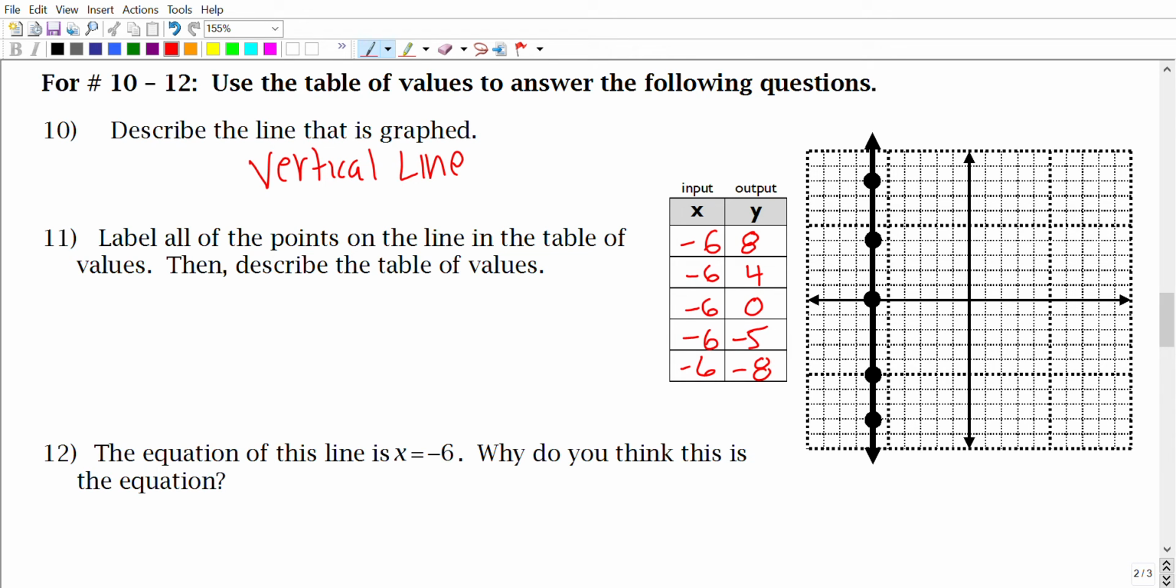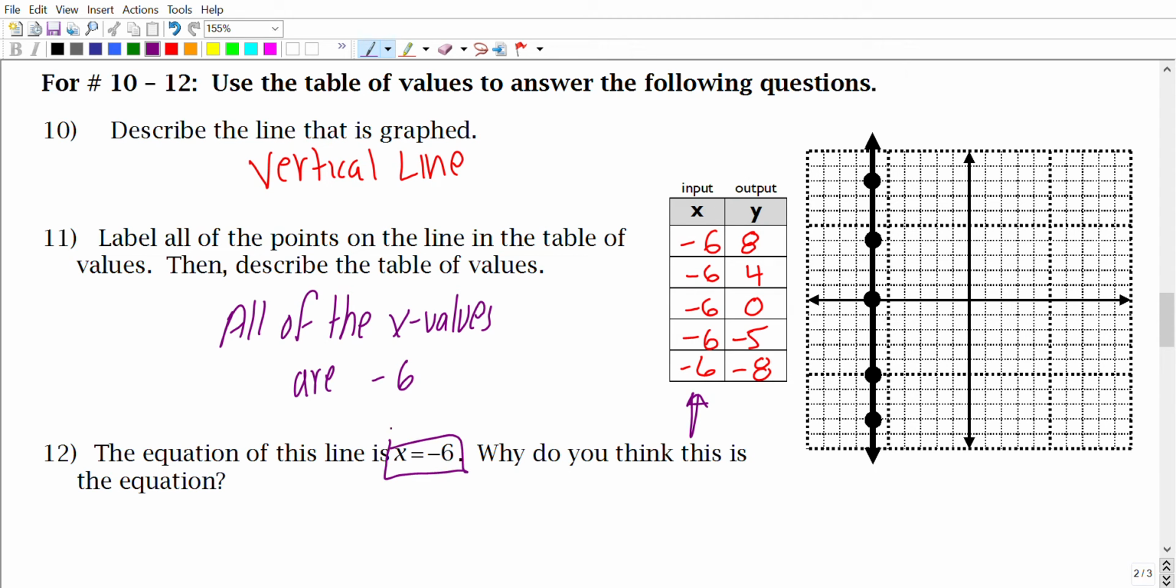It says describe the table of values. Well, right away we can see that all of the x values are -6. And once again, like all the other questions, it says the equation of this line is x equals -6.